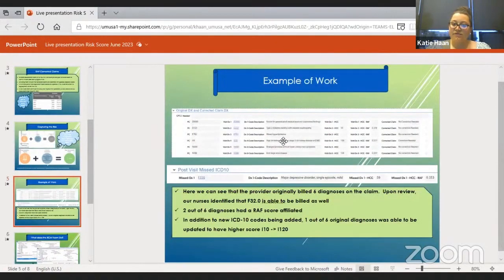This is an example of what our work would look like. So here we have all of the diagnoses. Originally, the provider had billed 6 diagnoses on the claim. But upon review, our nurses identified that F32.0 was able to be billed as well. 2 out of the 6 diagnoses had a RAF score affiliated. And in addition to the 1 new code being added, 1 of the 6 diagnoses was able to be updated. So just by looking at this one patient, we were able to make a significant change in the documentation on these patients' issues.